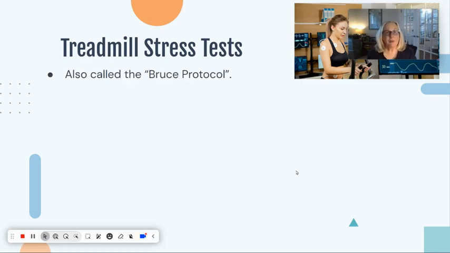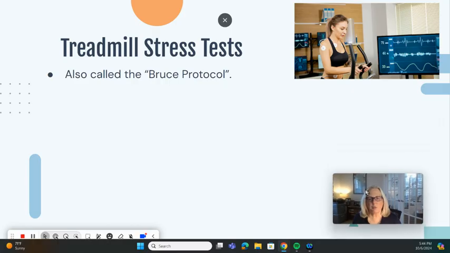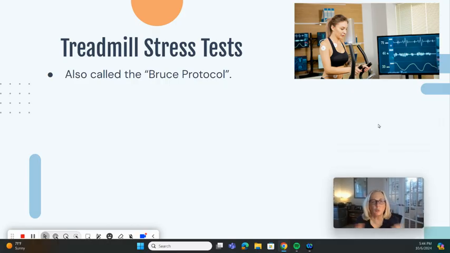All right. So a treadmill stress test, which is what we're going to be doing this week, is also called the Bruce protocol. So his name was Bruce, not his first name. His last name was Bruce. He came up with this universal program. It is used worldwide, exact same program. The treadmill stress system is set up for a specific protocol for everyone, no matter what age they get on the treadmill.